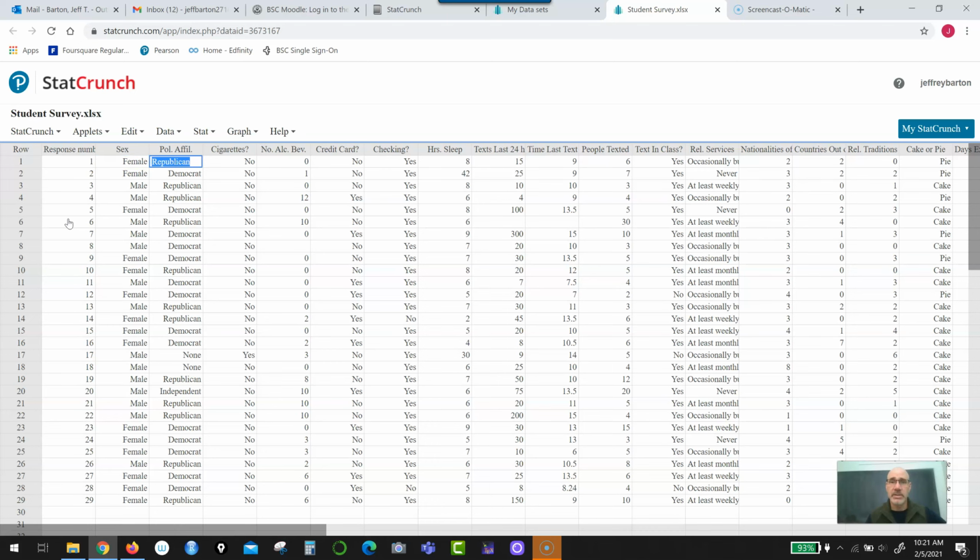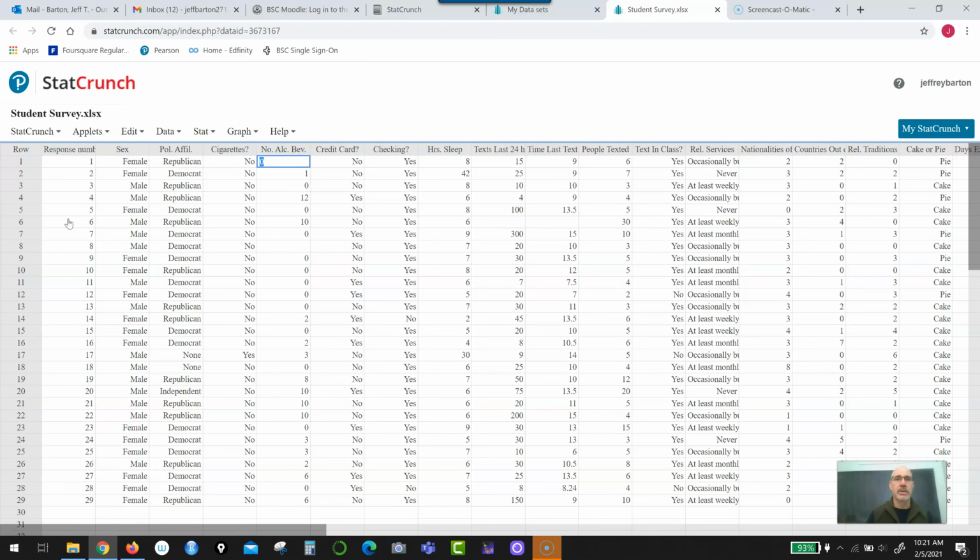Political affiliation is another categorical variable because folks are slotted into being Republican, Democrat, Independent, or none. Whether or not someone smokes cigarettes is also a categorical variable because that's a yes or no category. And now, number of alcoholic beverages consumed in a typical week. This is our first quantitative variable, right?